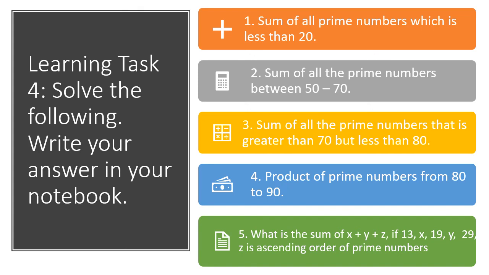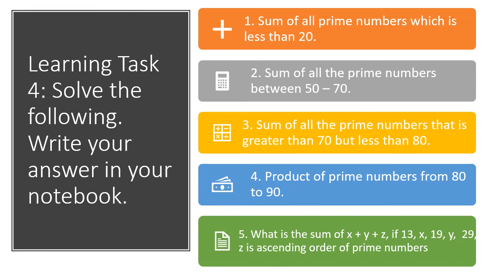Number 3 na tayo. Sum of all prime numbers that is greater than 70 but less than 80. Para sinasabi lang, pinahaba lang to. Pero ibig sabihin, between 70 and 80. Ganun lang kasimple. Sum, ha? Remember that. Sum. Yun ay sagot sa addition, ha? 4. Product of prime numbers from 80 to 90. Oh my God. Ilan ba yun? Ano ba yung from 80 to 90? Hala, you have to multiply. Medyo matagal yun. Okay. Pero kaya mo yan.